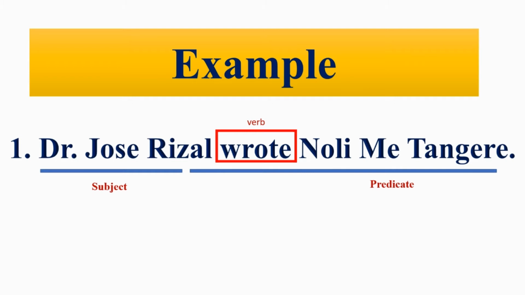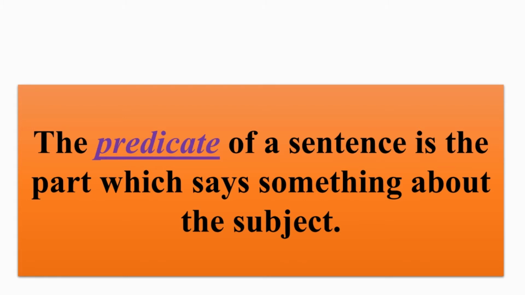By the way, what is a predicate? What is this predicate that is mentioned here in this sentence? The predicate of a sentence is the part which says something about the subject. Again, the predicate of a sentence is the part which says something about the subject.